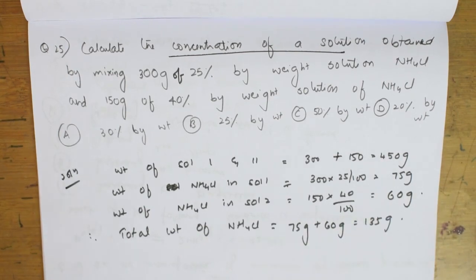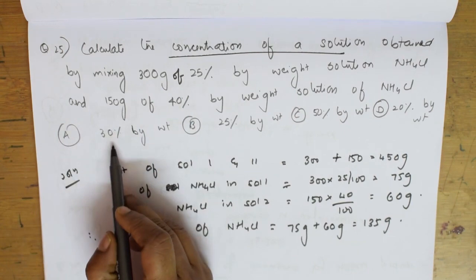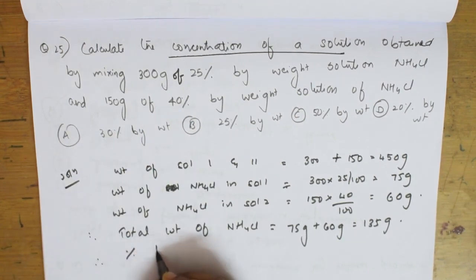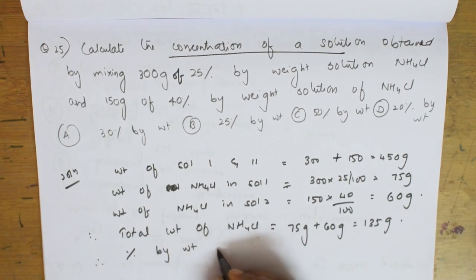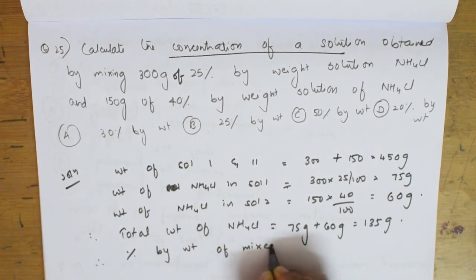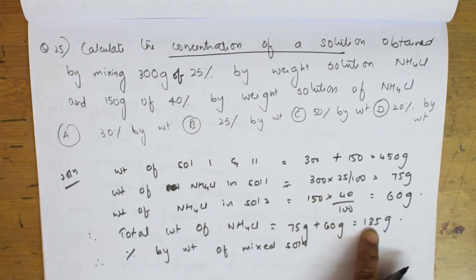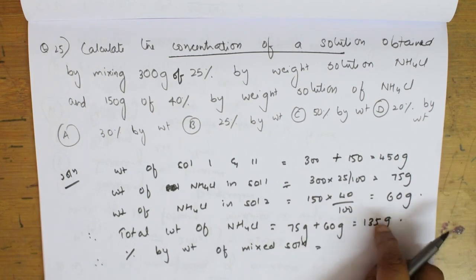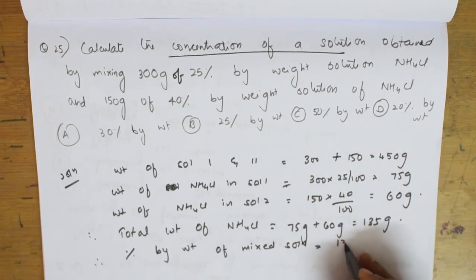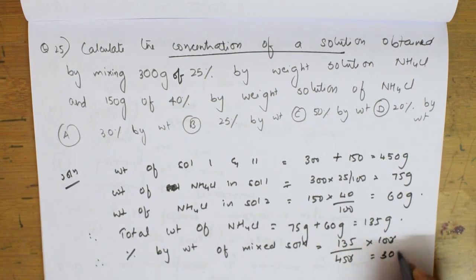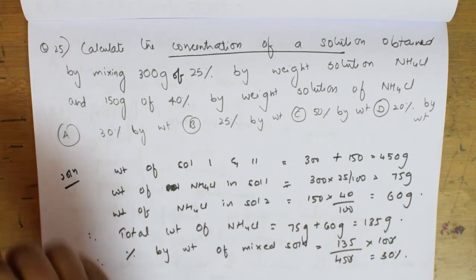135 grams. Now I have to calculate the percentage by weight, because they have given the answer as percentage by weight. So what will I do now? Therefore percentage by weight of mixed solution. How much did I get? I got 135 grams, isn't it? So now 135 by the total solution, that is 135 by 450 into 100. Percentage by weight. When I cancel this, I get 30% by weight. So this is the correct option.